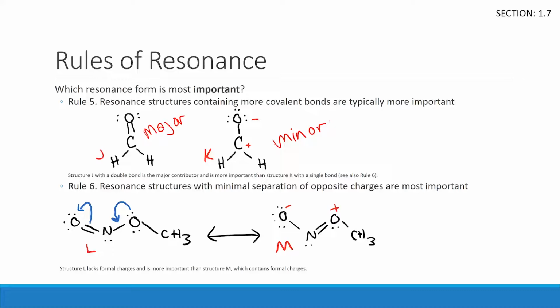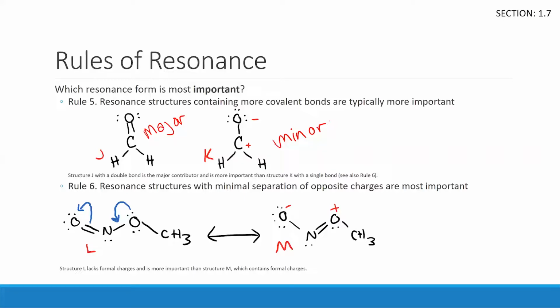Another rule to think about, these rules 5 and 6 kind of go hand in hand: resonance structures with minimal separation of opposite charges are most important. So in L and M, you can see that L lacks any formal charges. There are no positive or negative charges on it, whereas M has a positive and a negative formal charge. One oxygen has a negative formal charge and the other has a positive formal charge.